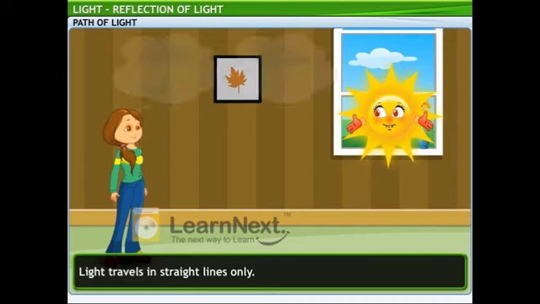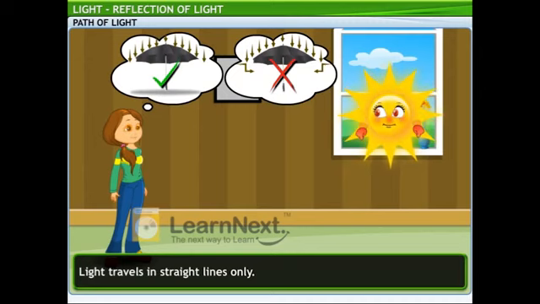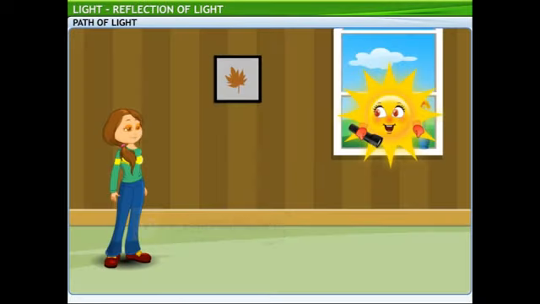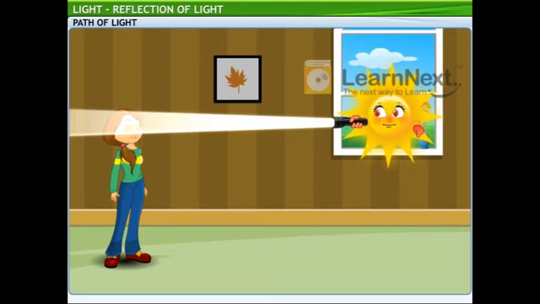Let me show you some common examples that prove light travels in straight lines. Here, I'll switch on a torch. See? The light goes in a straight path to incident on the wall. It does not bend anywhere.